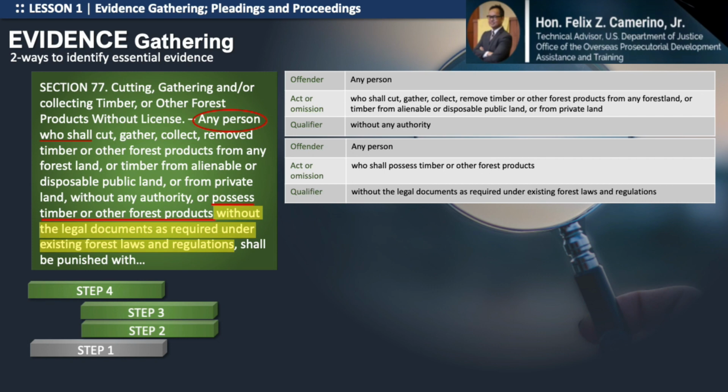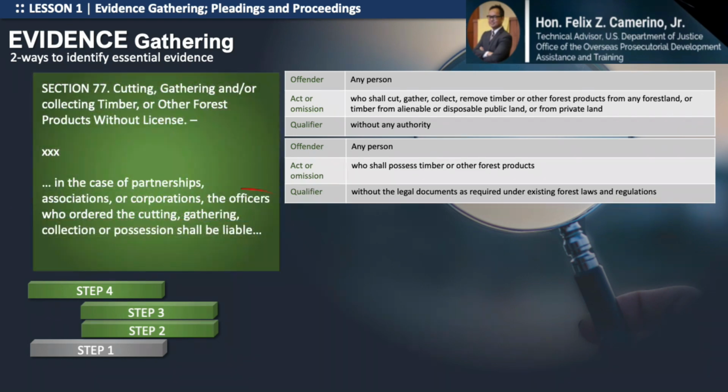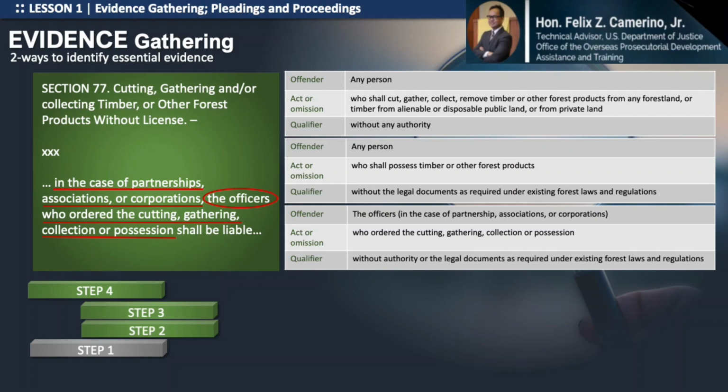There's also a third circumstance you might recall that we discussed. Let's pull that up. Okay, and from here we could also quickly ascertain what the elements are. The offender would be officers of a partnership, association, or corporation, and their act would be ordering the acts that we talked about in the first two circumstances. Okay, they ordered the cutting, the gathering, the collection, or possession. So it pertains to the two other circumstances. All right, so there we could also create a worksheet for it. So now we have 3 worksheets.